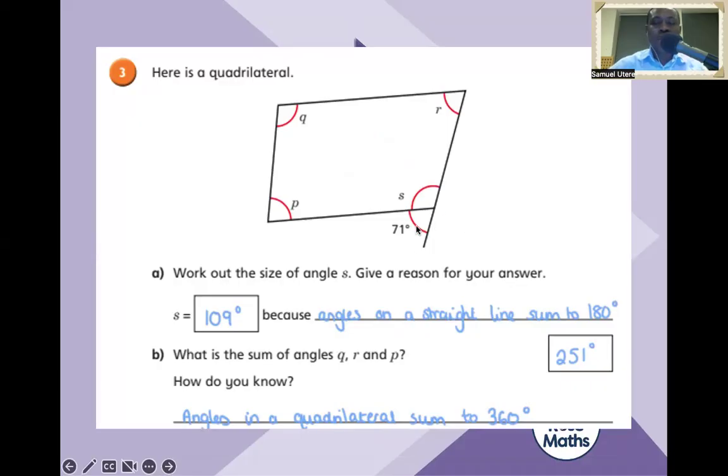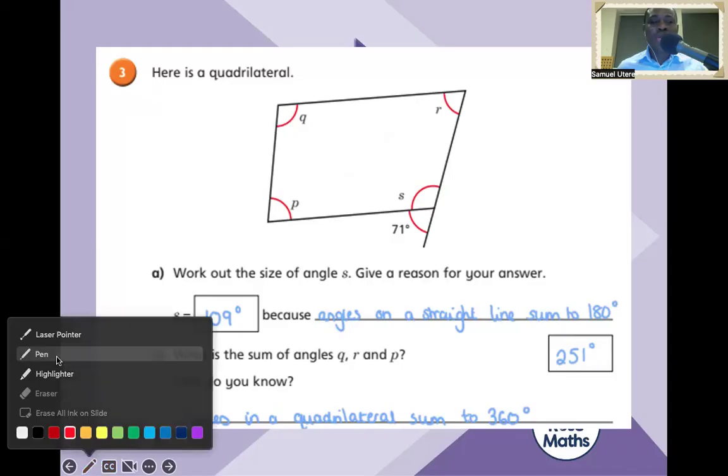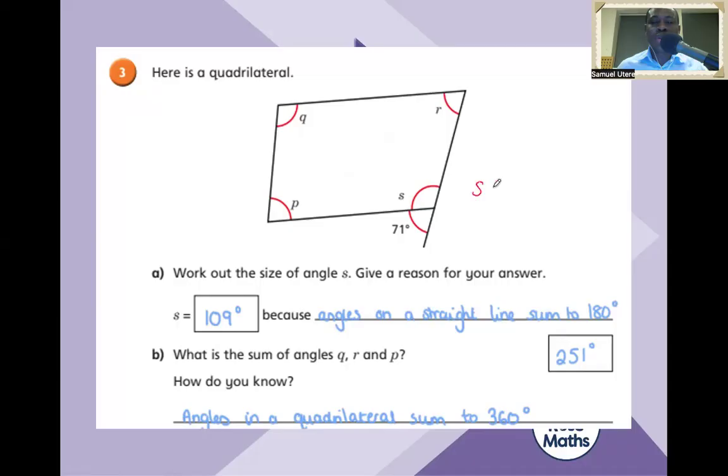Angle S, we know that it's on a straight line. So we know that angles on a straight line add up to 180 degrees. So we know that S plus 71 degrees will be equal to 180 degrees. So if we subtract 71 from both sides, that gives us our angle S, which is 109 degrees. So the reason is because angles on a straight line sum to 180 degrees.